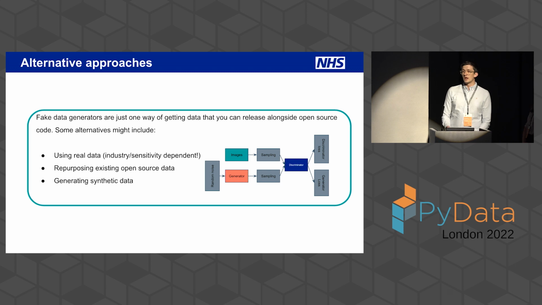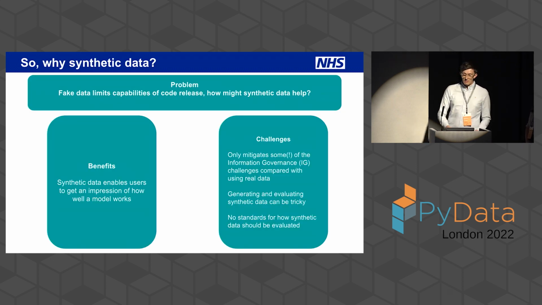This isn't straightforward, and it doesn't address all the problems that there are with fake data. But it's something that might be considered as an improvement on, pardon me, on fake data. So why would you use synthetic data? The main problem, as we've touched on in this presentation so far, is that fake data limits the capabilities of what you can do with a code release. It stops you from assessing model performance and understanding exactly how well the model works. So the big benefit of using something like synthetic data is that it enables users to understand how well your model works and maybe see a more realistic output from your model rather than just something that is a jumbled set from the fake data that you've put in.